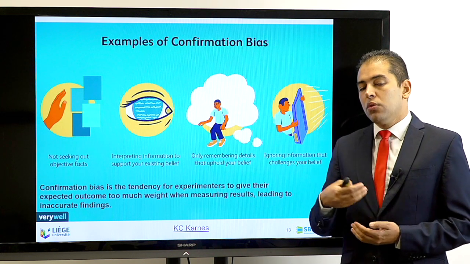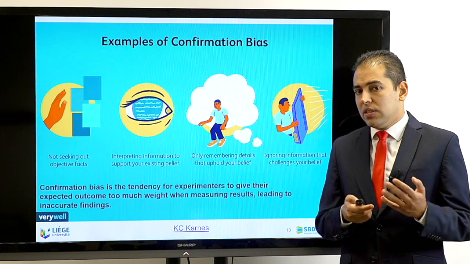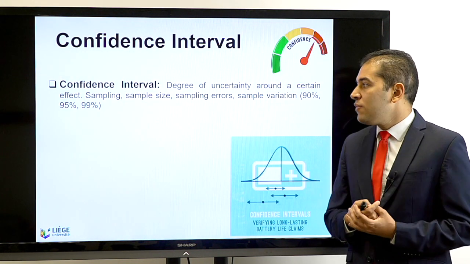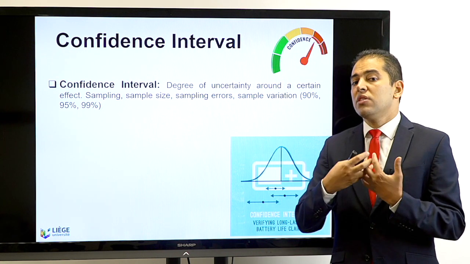So it's very important to avoid the confirmation bias, and there are techniques for that, and one of them is the confidence level. We calculate the confidence level, or we call it technically the confidence interval.